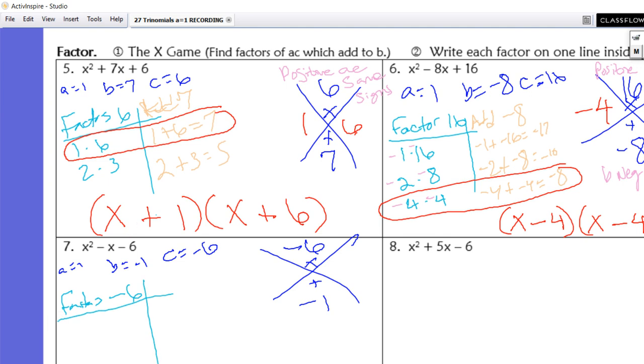So starting off with factors of negative 6, ways to multiply to 6 are going to be 1 times 6 and 2 times 3. Okay, let's think through our signs. The AC value was negative. And what that means, so we have a negative AC, so that means opposite signs.